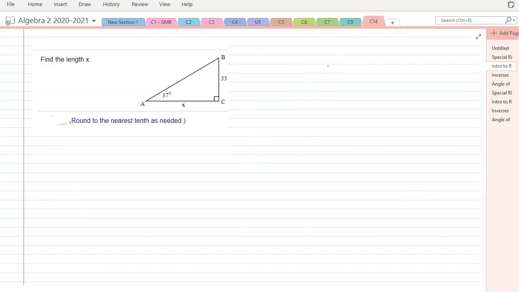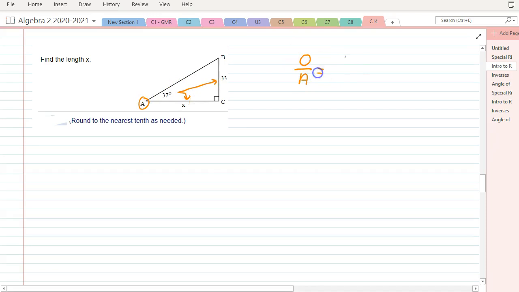It's not all going to be labeling. Some of these you're actually going to have to do some solving. So they want you to find the length of x. Let's take a look at what we have. We have angle A. We have the opposite of angle A, and they want us to find the adjacent.